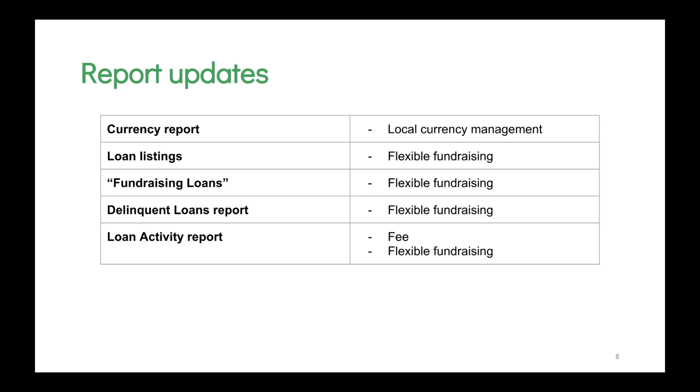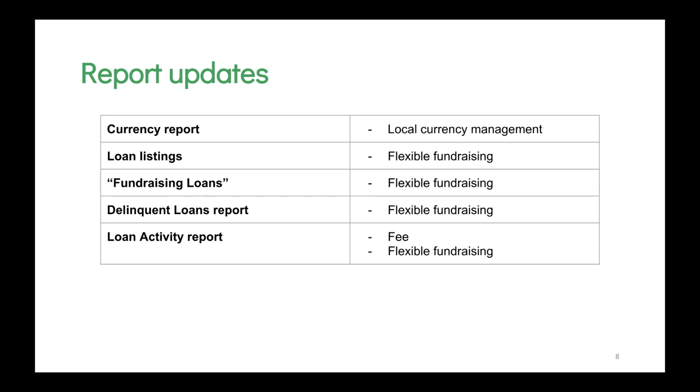We have also made some updates to reports in PA2. Please note that some of these reports will not be populated until loan terms are completed. The currency report will now contain detailed information reflecting Kiva's updated currency offering. Loan listings, accessible via the homepage, will be updated to account for flexible fundraising, so that totals displayed there will represent the total amount raised, rather than the sum of posted loan amounts.